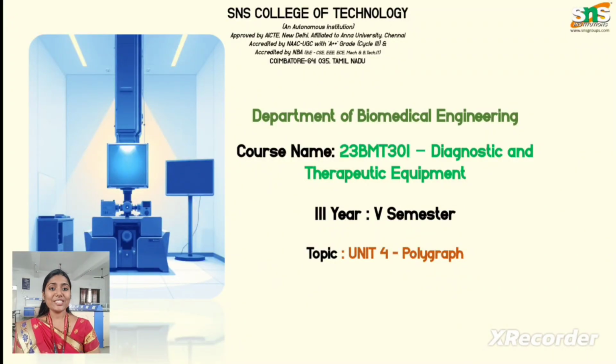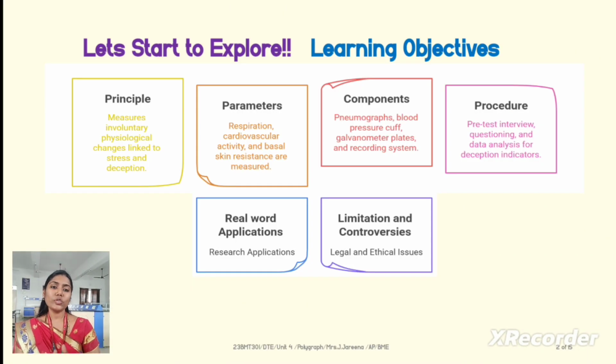Let's explore the next important topic in Unit 4, that is polygraph. The learning objective of today's class is that first we will be discussing the basic concept or definition of what is meant by polygraph, and we will also discuss the important physiological parameters which are measured using this polygraph device, and also we will be discussing the design components and testing procedure, and finally we are winding up with the real world application, limitations and controversies of using such a polygraph device.